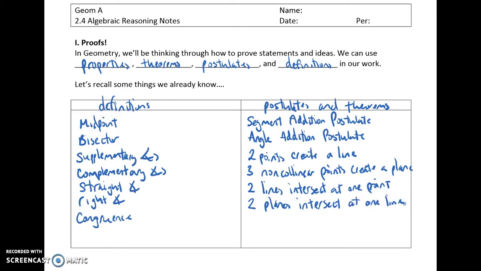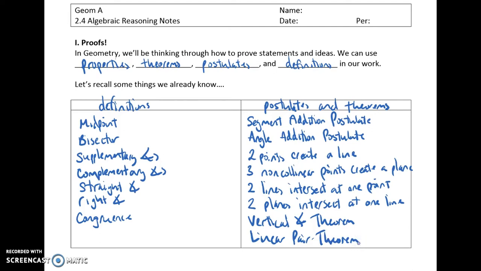One we talked about that we haven't really been using before is the vertical angles theorem. Remember, that means vertical angles are congruent. And also one that we probably know but we haven't seen named is the linear pair theorem, saying if we have a linear pair then they are supplementary.